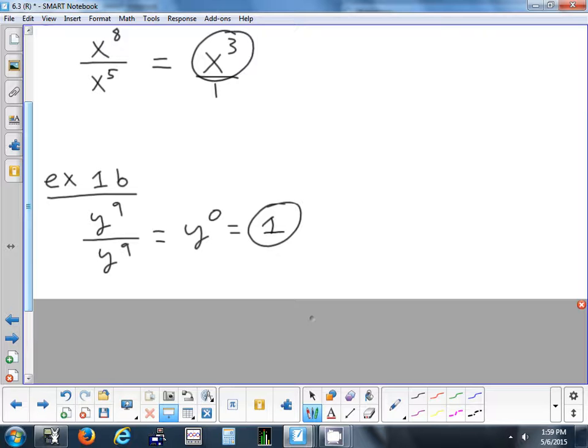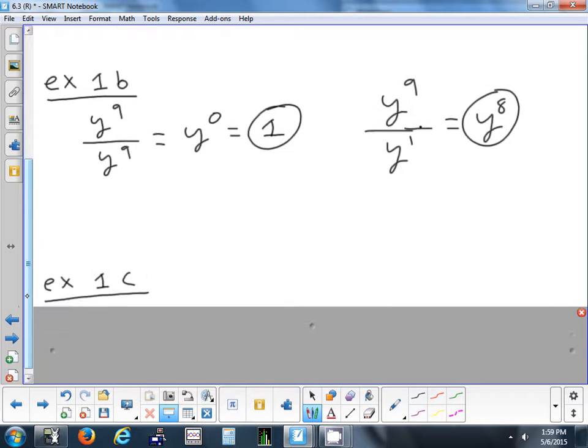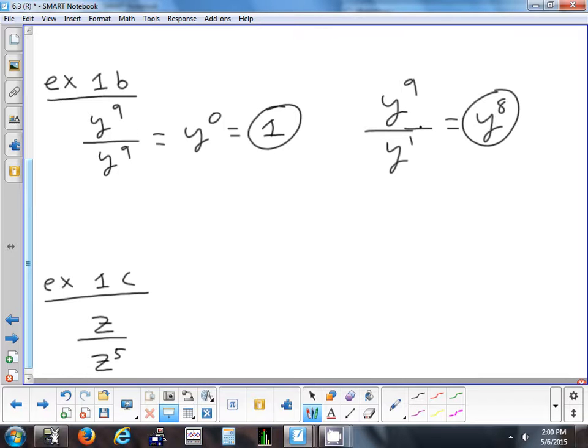What if one doesn't have an exponent? Like if you just had this over this. Well, there's still an exponent there, but what is it when it's not written? 1. So this would be y to the 8th. If you don't see an exponent, put in a 1. Like Mr. Hager showed you guys in the last one, it was x to the third over 1. Anything over 1 is itself. It'll just be y to the 8th.